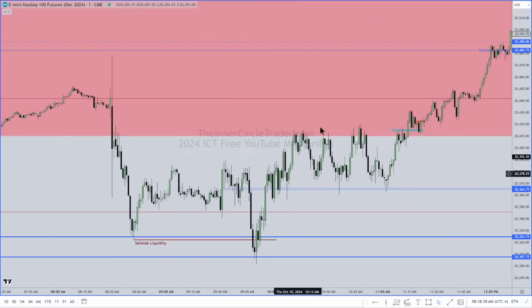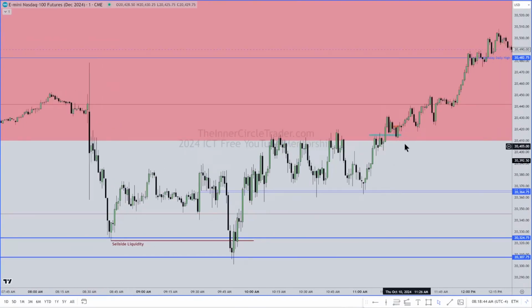All of this consolidation, I'm avoiding all that. And then in here, I told my private mentorship students, note the low of the imbalance, the SIBI on the daily chart, and then note the 538 level. I'm going to be waiting for a displacement inside that shaded area in the direction of 20,538. There's that displacement right here.